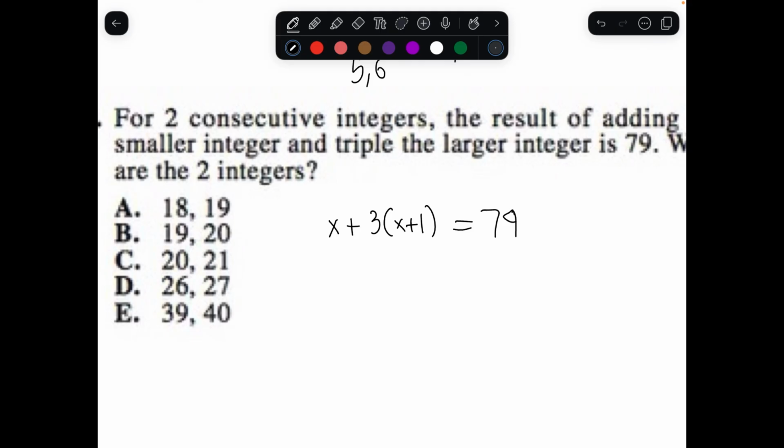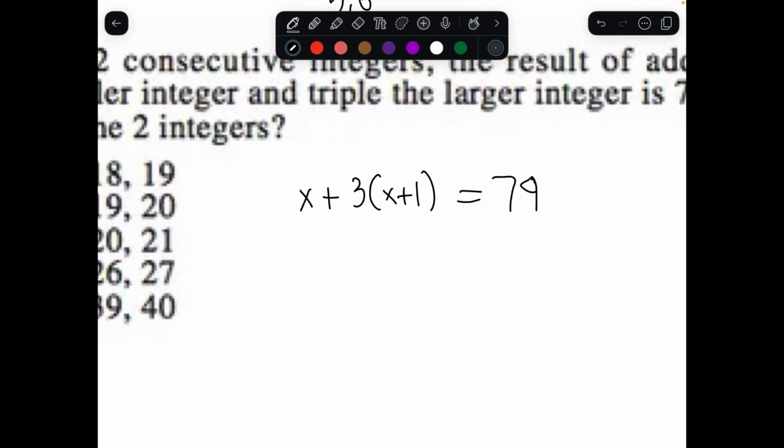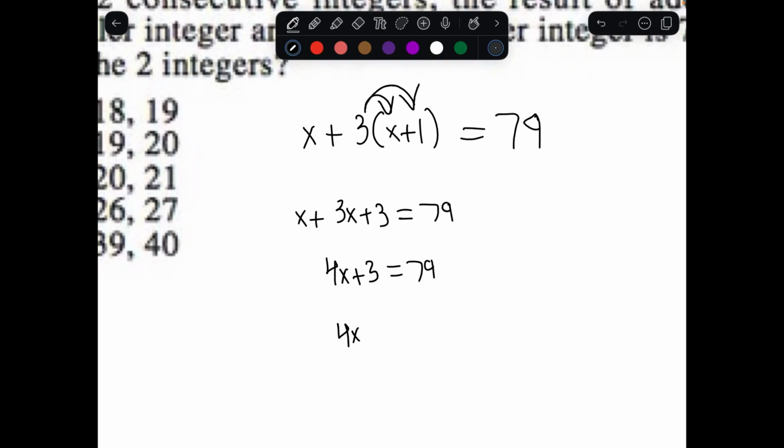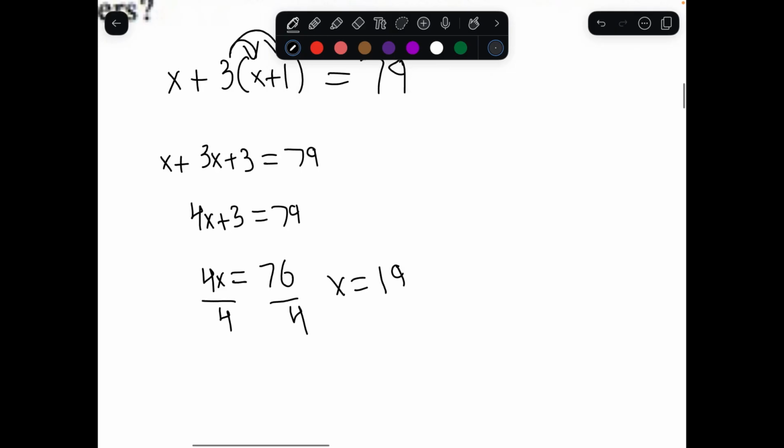So now this just becomes an easy algebra problem. Let's simplify this. This becomes x plus 3x plus 3 as you distribute this, equals 79. And you get 4x plus 3 equals 79. Solve for x, which is your smaller integer. So you get 4x equals 76. Divide by 4, divide by 4. x equals 19, which is the smaller integer, because that's what we established x as.